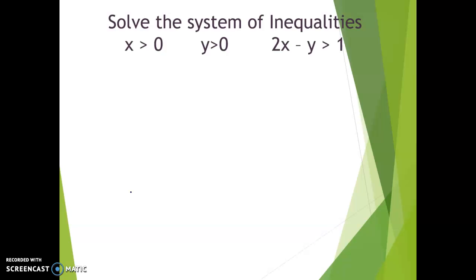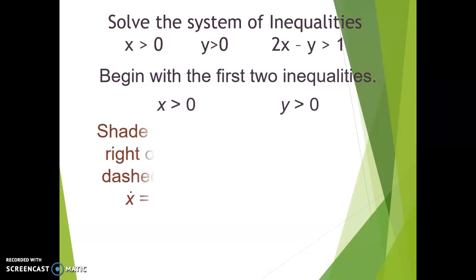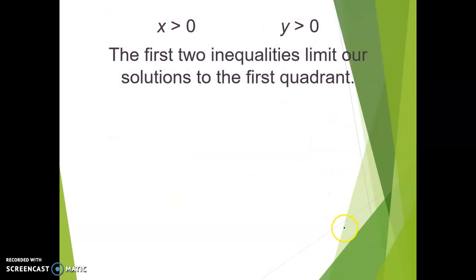Take a look at this system of inequalities and solve these. We have x is greater than 0, y is greater than 0, and 2x minus y is greater than 1. Let's begin with the first two inequalities. X is greater than 0 and y is greater than 0. We can't really put these in mx plus b format because it's just one variable with a letter. So we're going to shade to the right of the dashed line at x equals 0 and shade above the dashed line y equals 0.